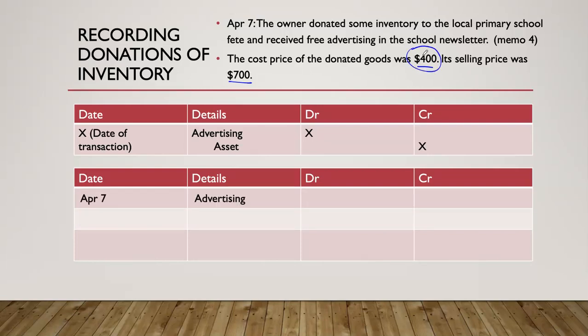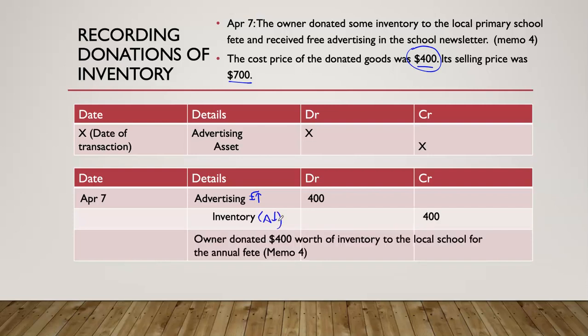And we're going to record this as advertising, an expense increasing, being a debit of 400, and our inventory being an asset decreasing being a credit. We will always do a short explanation as a narration: owner donated $400 worth of inventory to the local school for the annual fete, and put our source document number there. We will then pick up this information with our debits being on the left, our credits being on the right.